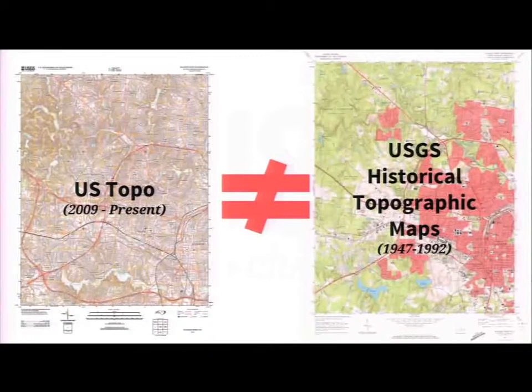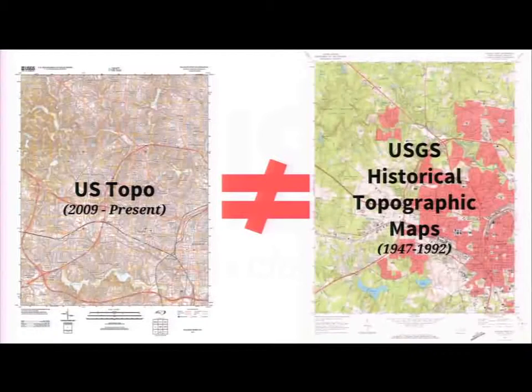So a little bit about the US Topo program. Just so you know, US Topo, started 2009, is not equal to the historical topo maps. A lot of people get this mixed up. This is actually a new program that I think they started thinking about in the early aughts, the early 2000s, and finally released in 2009 with this updated version using the GeoPDF. And the historical topos actually started in the 47 and went up to 92.